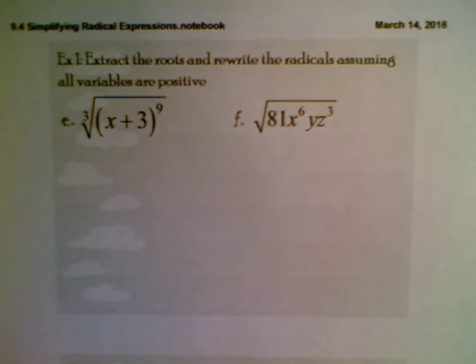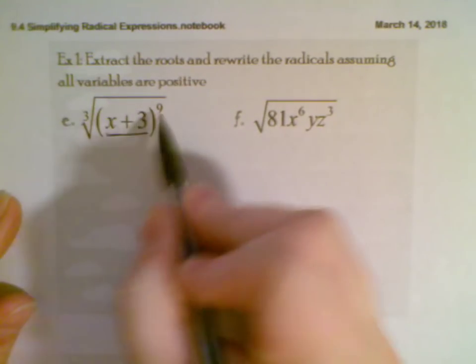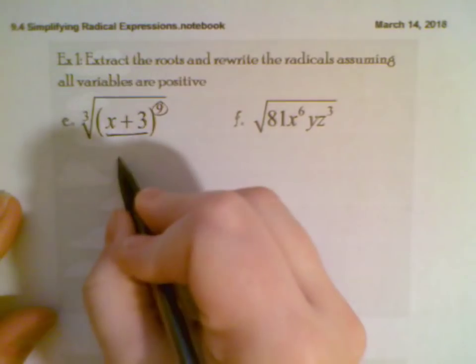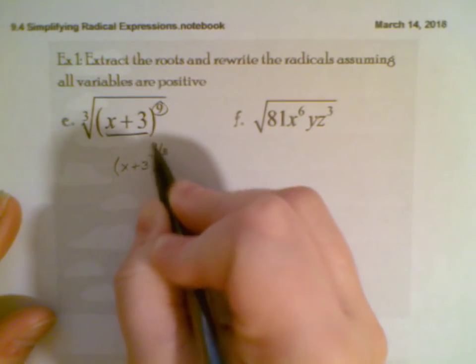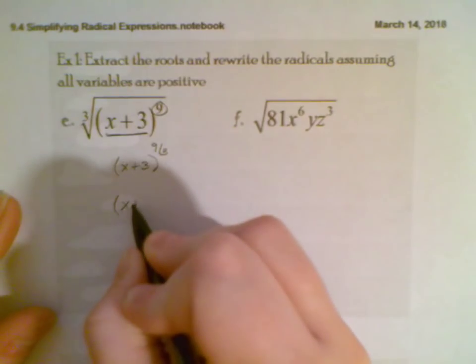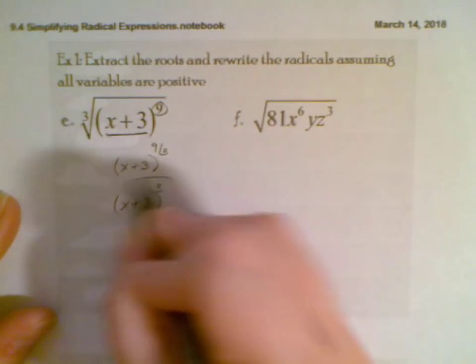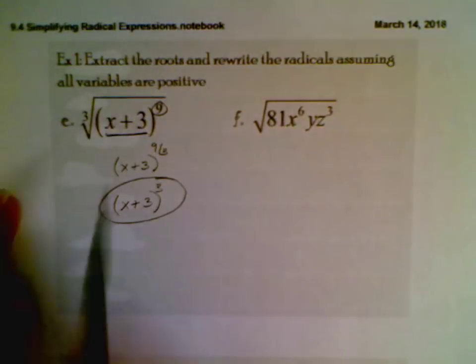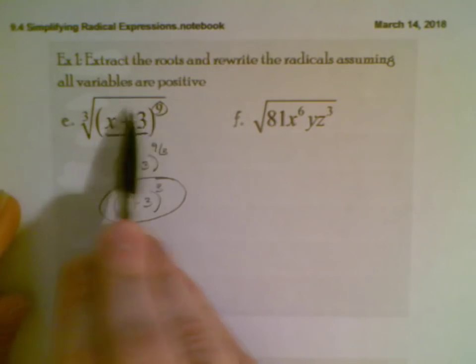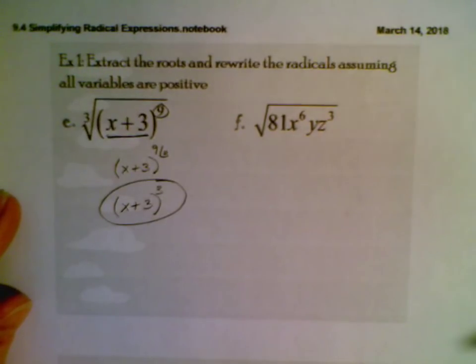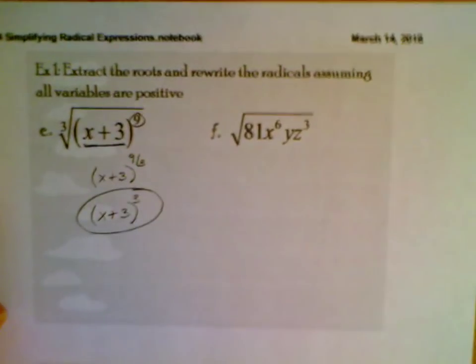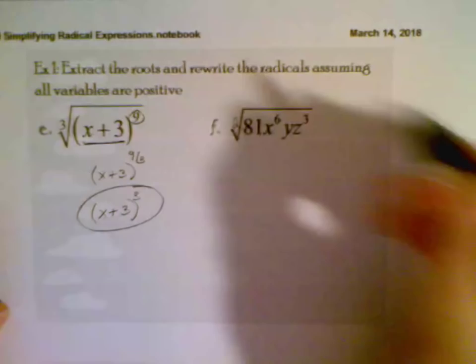Okay, so this one, this whole thing is to the 9th power. And so if you wanted to rewrite it, it would be 9 to the 3rd, which reduces to 3. Okay. Or you could think about, you have 9 groups, or 9 people. How many groups of 3 can you make?